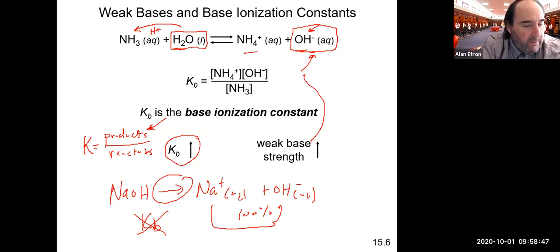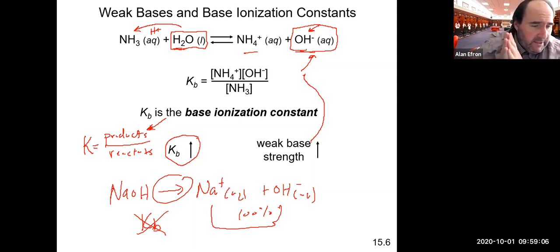Again, you really want to look at the information that's in problems or that's given to you, because it does give you a lot of information about what you're dealing with. So those are good things to keep in mind. So our Kb here, again, is products over reactants.